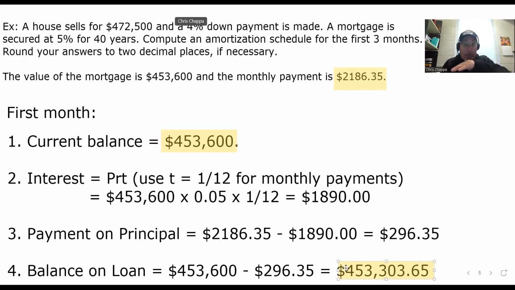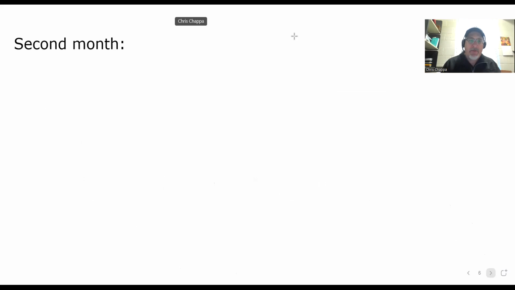Now, this is the same for car payments, credit cards, et cetera. Interest always gets paid first, and whatever's left lowers the amount that you owe. So it stings at first, but I'm going to show you what happens towards the end. Now let's do the second month. How do we do the second month? Well, we do it the same way we do the first month.